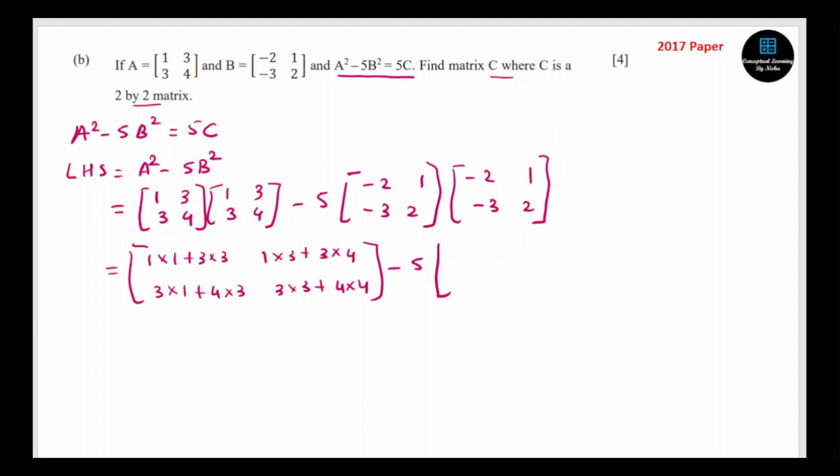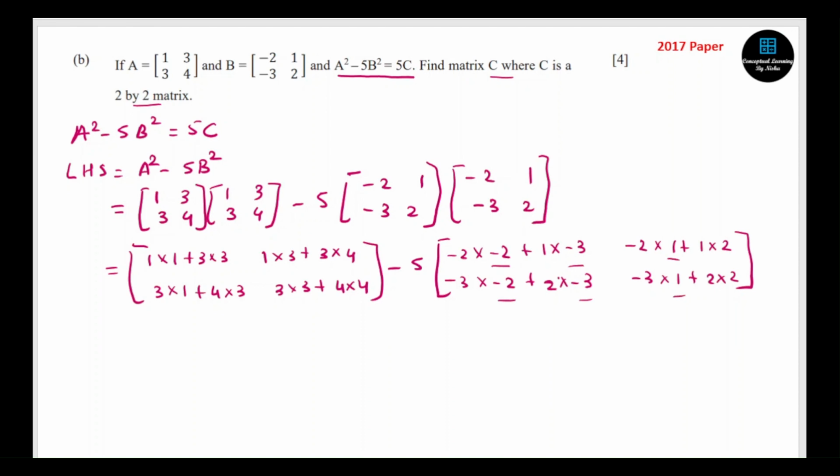And now minus 5. What do we get? Minus 2 into minus 2 plus 1 into minus 3. Here it is minus 2 into 1 plus 1 into 2. Now minus 3 into minus 2 plus, sorry, 2 into minus 3. And this is minus 3 into 1 plus 2 into 2. See, I have written this purposely so that I know that I am doing it in a correct way. Alright. And now we have to solve this.